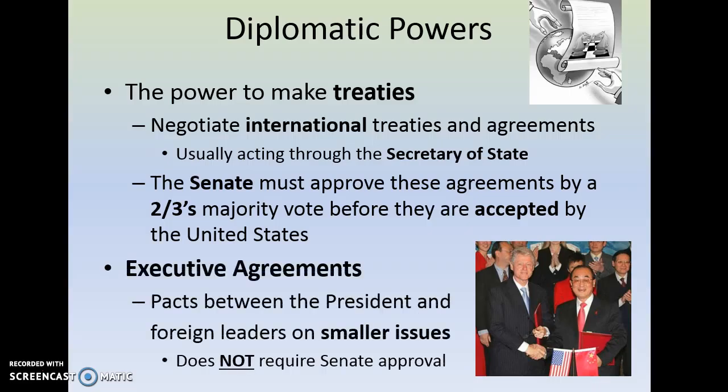But the president has something called executive agreements. They're kind of like executive orders, where the president can go over to the leader of, say, China and say, hey, we're going to negotiate this deal. And then just because the president says it's a deal, it becomes a deal. Executive agreements are like mini treaties.